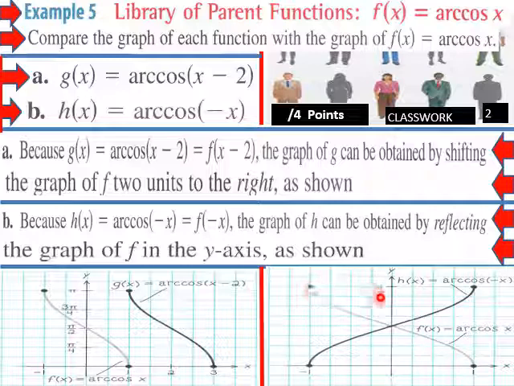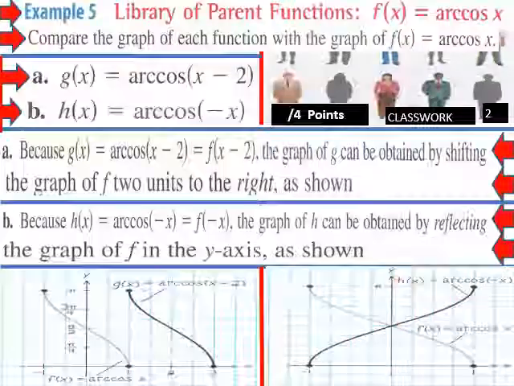So we start over here, and then we cross, so we have the same y-intercept, which is pi over 2. For the original, we start here and end up here, and over here we start at negative 1 and end up over here as a reflection in the y-axis.